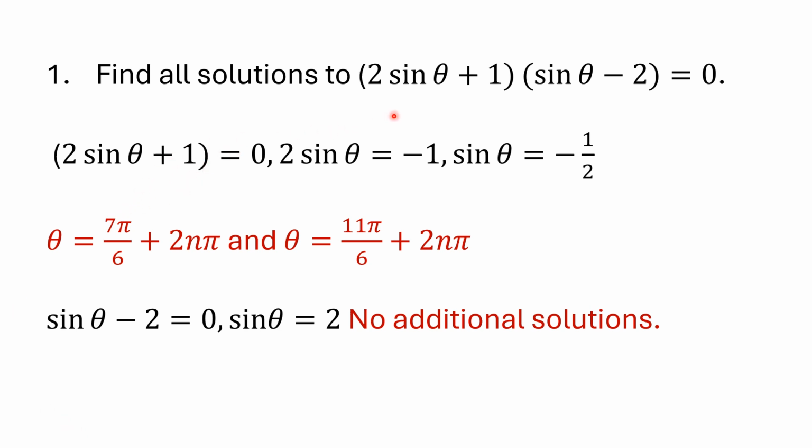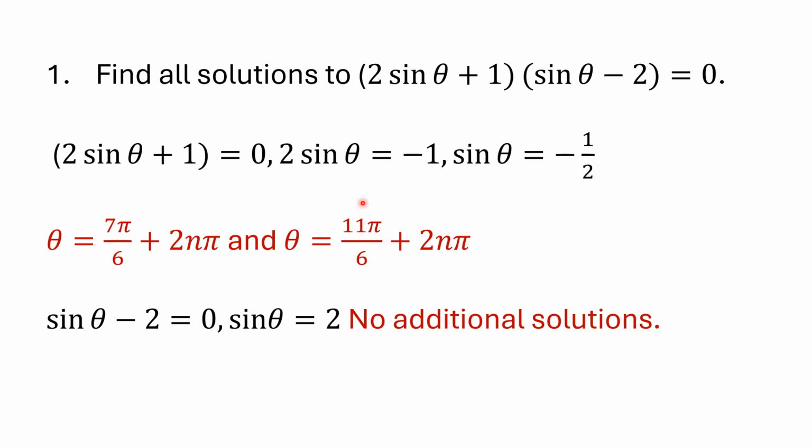Okay, so we have 2 factors equal 0. The rule in math is that if I have a product of 2 numbers that are equal 0, then one of those factors is 0, at least, maybe both. And so I'm going to set the first factor equals 0, the second factor equals 0, and get my solution set. So setting the first factor equals 0, 2 sine theta plus 1 equals 0, gives me 2 sine theta equals negative 1. Sine theta equals negative 1/2.